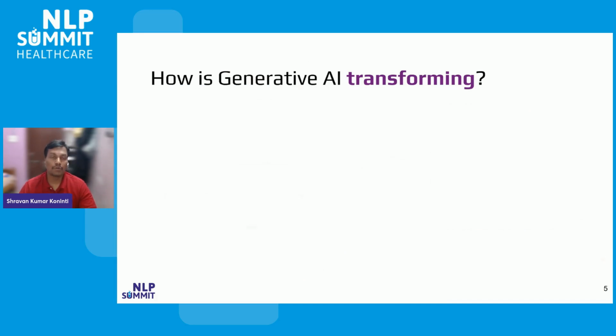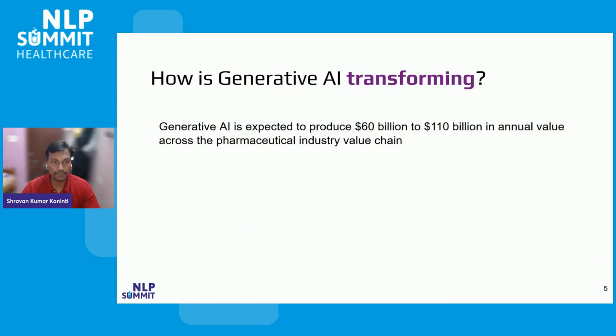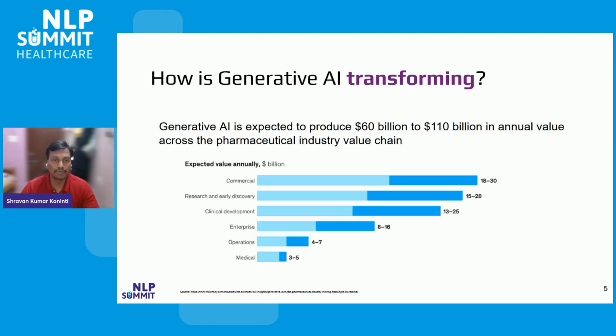Now let's look at how generative AI is transforming things. Generative AI is expected to produce 60 billion to 110 billion dollars in annual value across the pharmaceutical industry value chain. One of the articles I got from McKinsey shows that the commercial side of things has around 18 to 30 billion dollars of value that can be generated. Whatever you see in this chart is basically the stages of the pharmaceutical value chain. It can vary from commercial, research and early discovery, to operations.